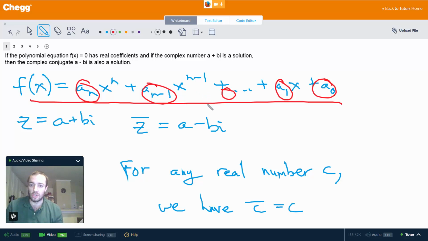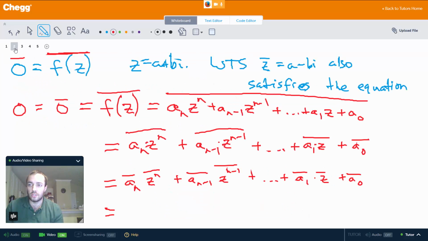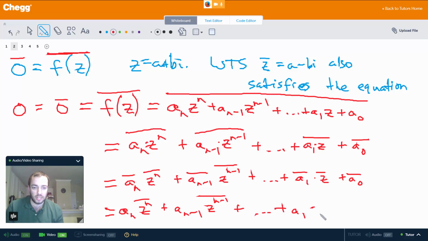All of these a's are real numbers. And remember that the conjugate of a real number is just the real number itself. So we can actually drop all this bar notation on the a's, not on the z's, just on the a's. So we have a sub n, z to the n bar, plus a sub n minus 1, z to the n minus 1 bar, plus dot dot dot, plus a sub 1, z bar, plus a sub 0.